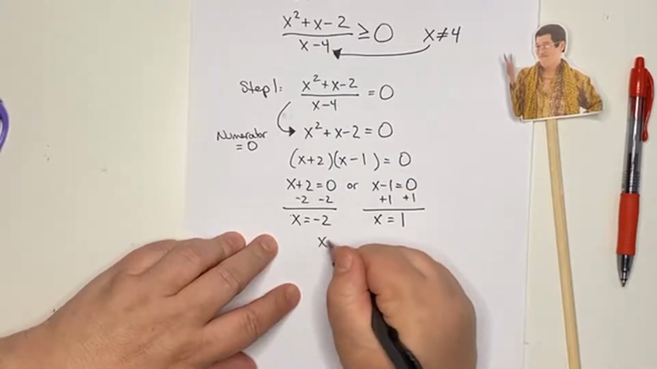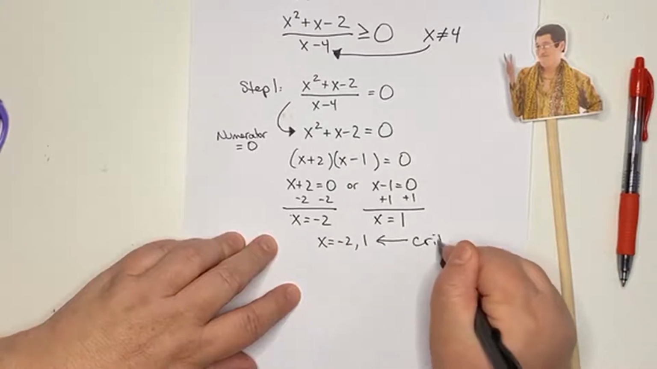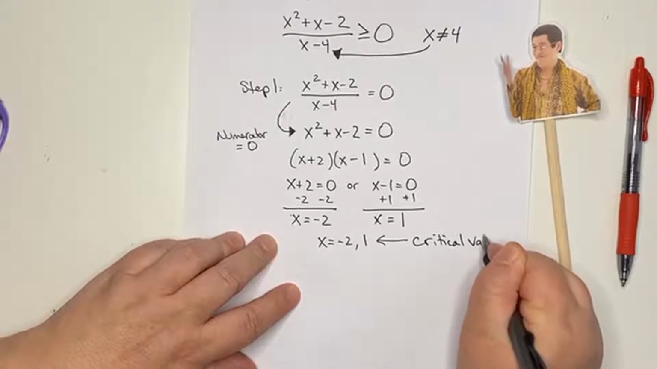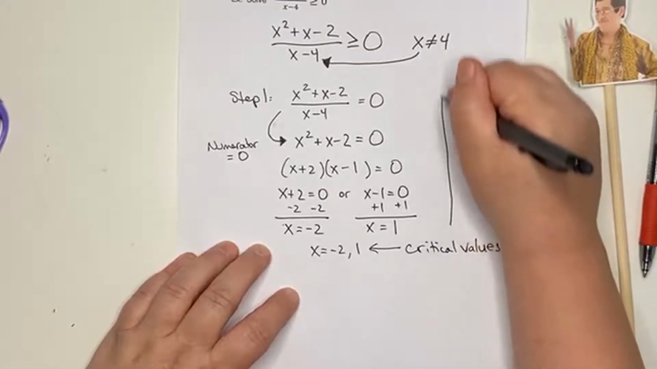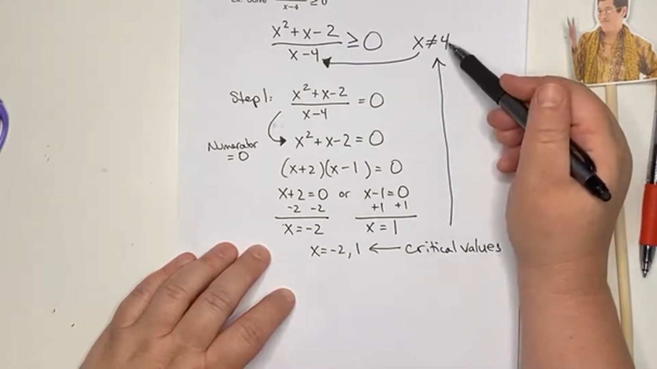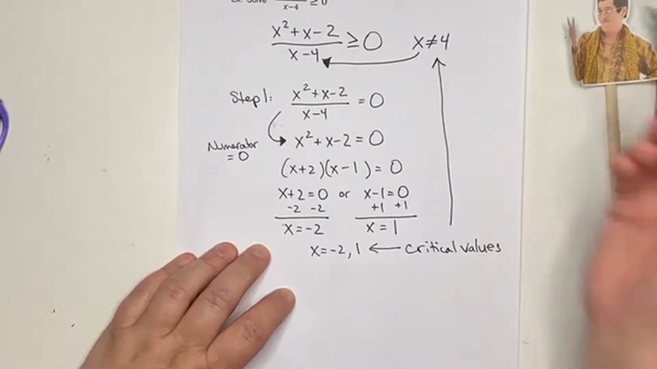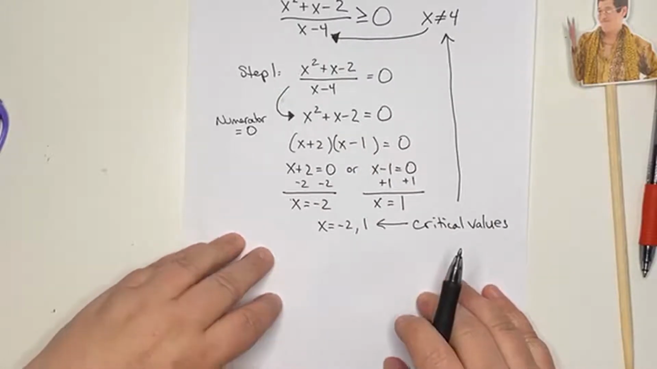Okay, so my two values are negative 2 and 1. Those are critical values. But so is the restriction. If there's a restriction on the domain, if there's a problem with the denominator, that is also a critical value. So in this case, we actually have 3. That's why this one's a little bit exciting.